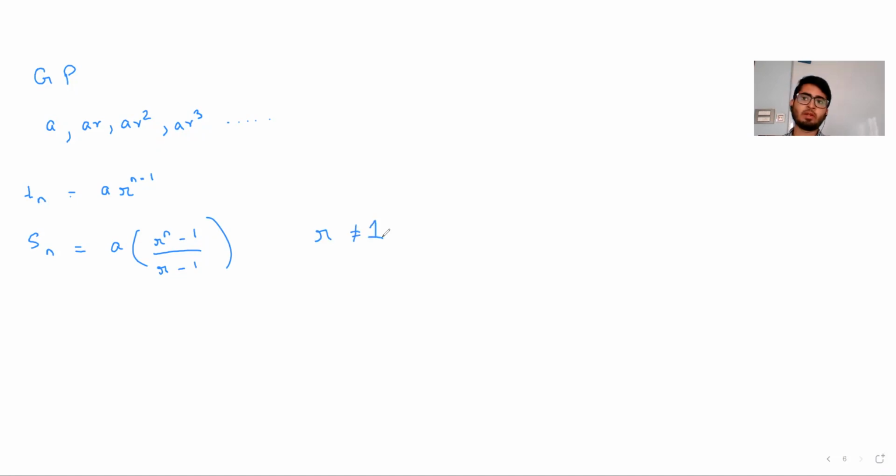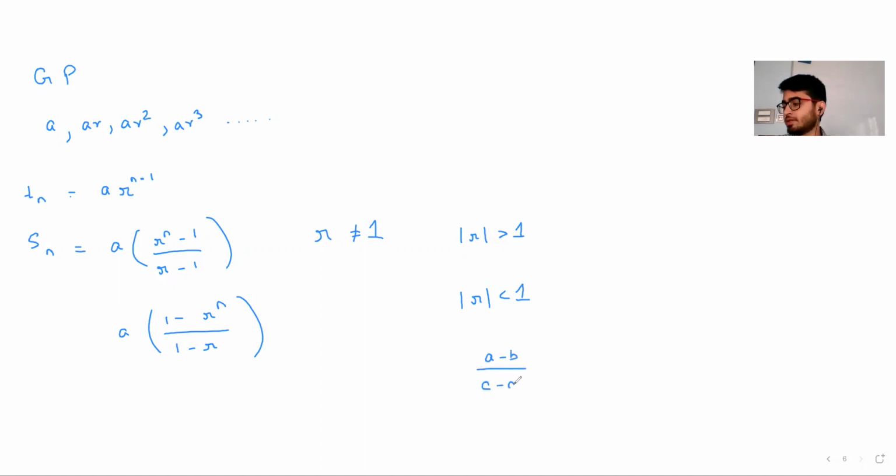Again, some of you might recall that we used to do two formulas for summation of a GP. This formula was used if mod r was greater than 1, and another formula was (1 minus r to the power n) by (1 minus r), where let's say mod r was less than 1. What I would say is both are exactly the same. It's like, whether you write (a minus b) by (c minus d), or you write (b minus a) by (d minus c), it's exactly the same thing.